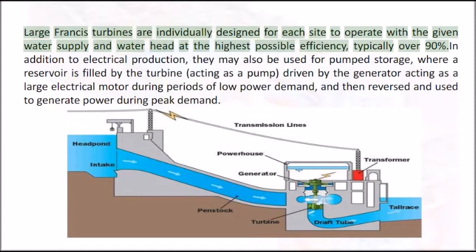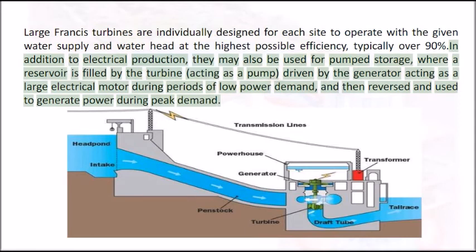Large Francis turbines are individually designed for each site to operate with the given water supply and water head at the highest possible efficiency, typically over 90%. In addition to electrical production, they may also be used for pump storage, where a reservoir is filled by the turbine, acting as a pump, driven by the generator acting as a large electrical motor during periods of low power demand, and then reversed and used to generate power during peak demand.